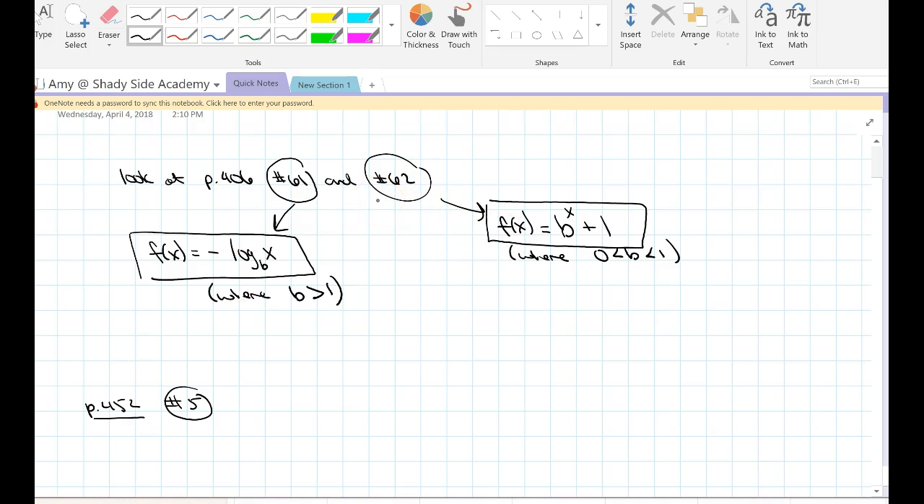If you look at those, 61 says, and pause me if you're just finding your book and flipping it open here, if b is bigger than 1 and f of x equals negative log base b of x, which of the following pictures above, figure 1, 2, 3, 4, 5, 6, could viably be the graph of this? And 62 asks a similar question with f of x being b to the x plus 1, where b is between 0 and 1. Which of the figures could viably be described here?